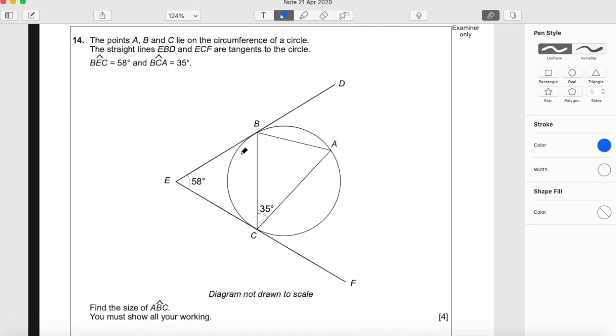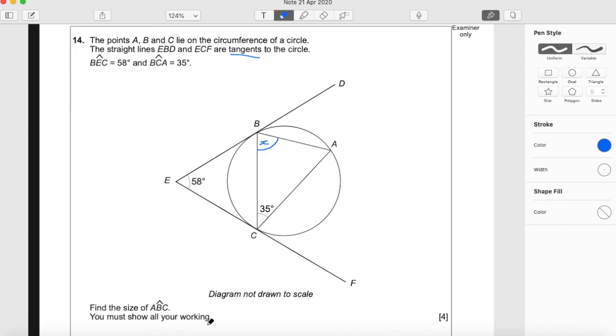Question 14. The points A, B and C lie on the circumference of a circle. The straight lines EBD and ECF are tangents to the circle. Angle BEC is equal to 58 degrees and angle BCA is 35 degrees. Find the size of angle ABC, so this angle here, which I'll call X.